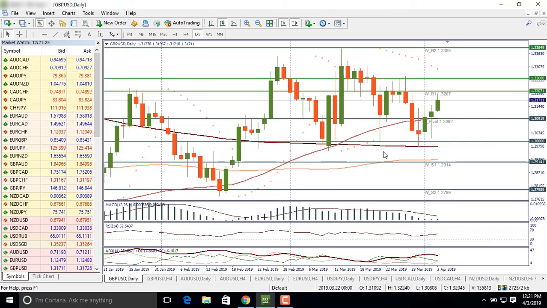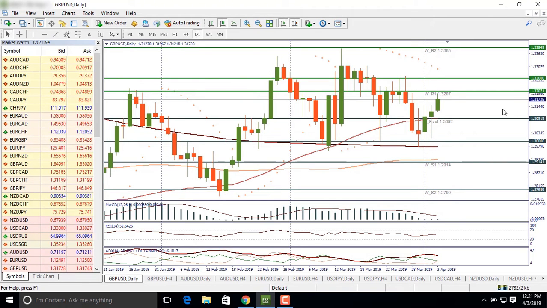Now let's consider the chart for GBP USD. We can see that the pair has been rising on the Brexit optimism towards the weekly pivot resistance at 132.7. If bulls are strong enough, they will break this level, and the next resistance for the pair lies at 132.60.